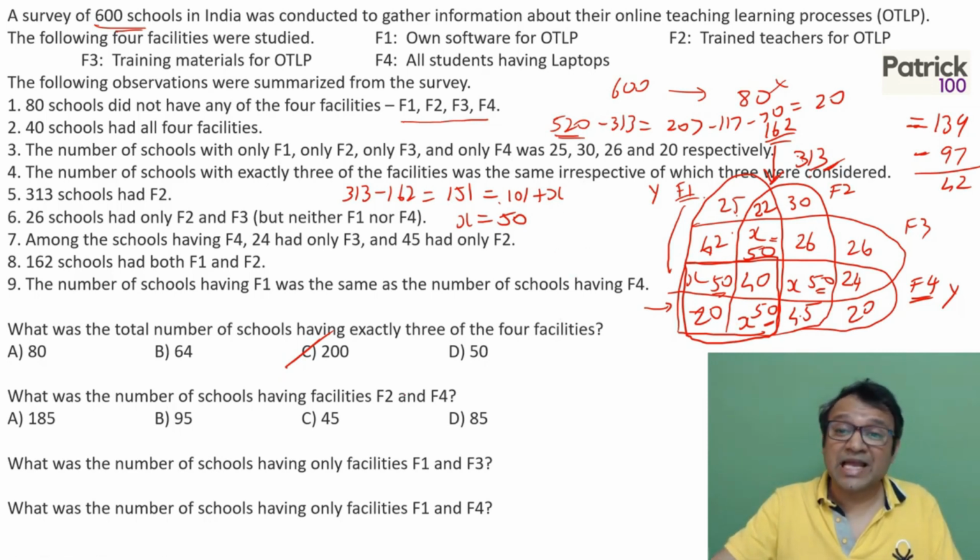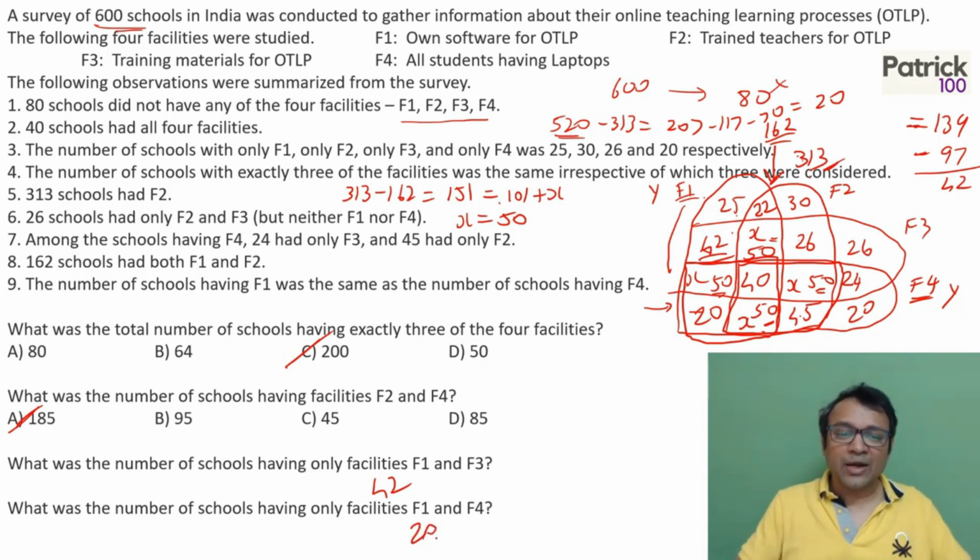What is the number of schools having facilities F2 and F4? If you look at the common square of F2 and F4, if you add up 50, 50, 40, 45, it is 185, option A. Number of schools having only F1 and F3: if you look at F1 and F3, the common is 42, that will be the answer. Schools having facilities only F1 and F4: the last value we calculated, 20. So that gives us all the answers.